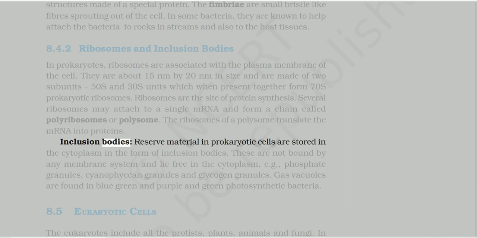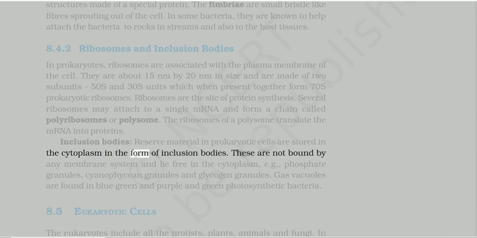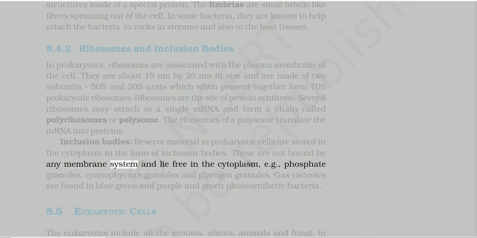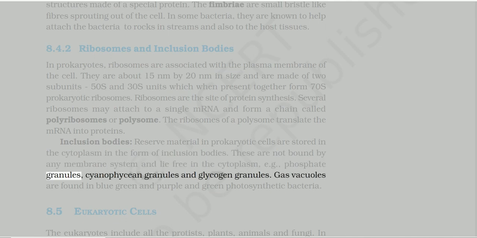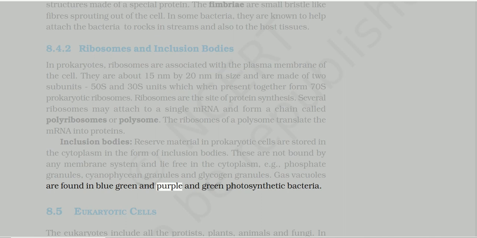Inclusion bodies: reserve material in prokaryotic cells is stored in the cytoplasm in the form of inclusion bodies. These are not bound by any membrane system and lie free in the cytoplasm, e.g., phosphate granules, cyanophycean granules and glycogen granules. Gas vacuoles are found in blue-green and purple and green photosynthetic bacteria.